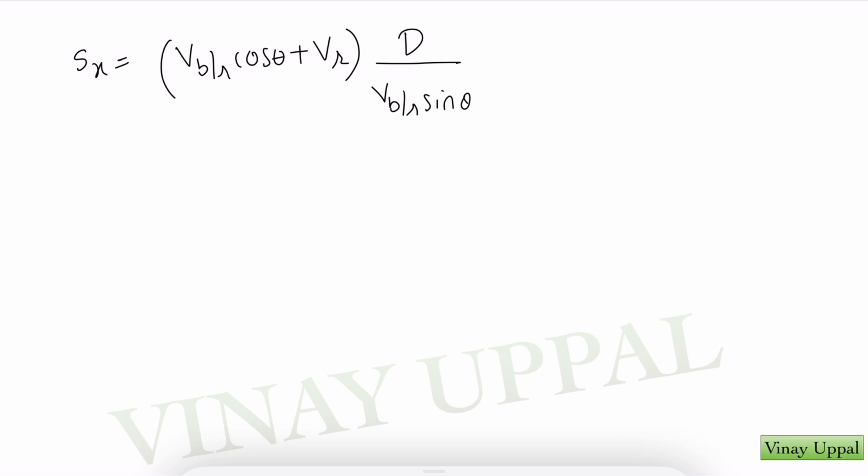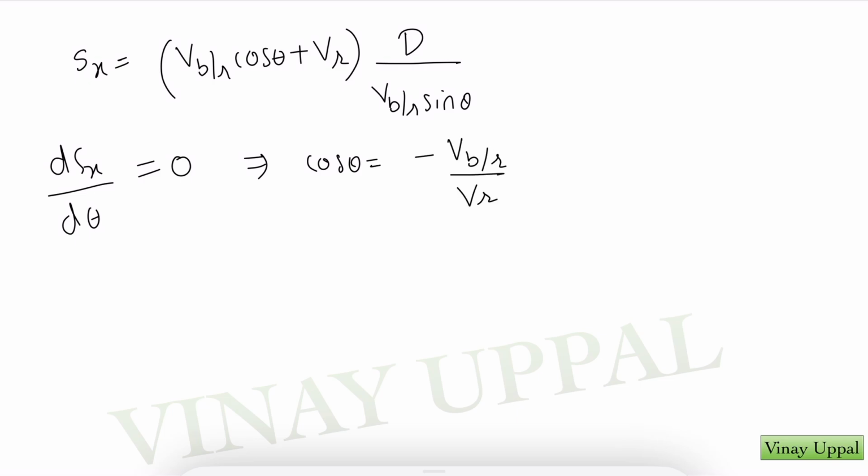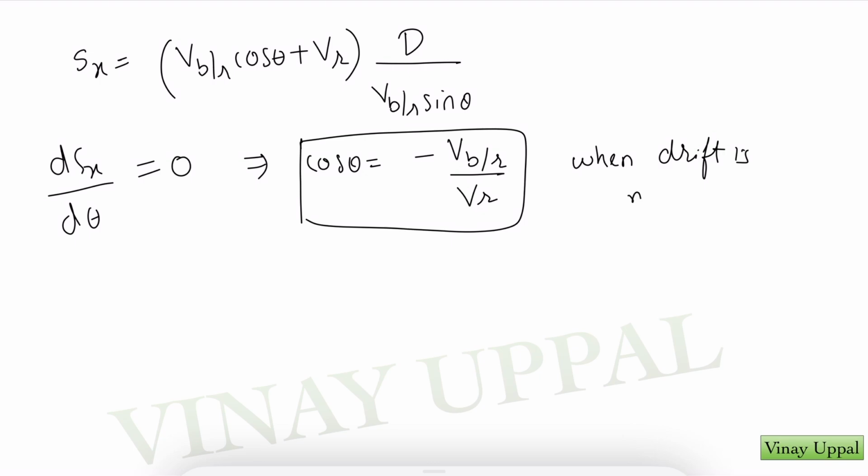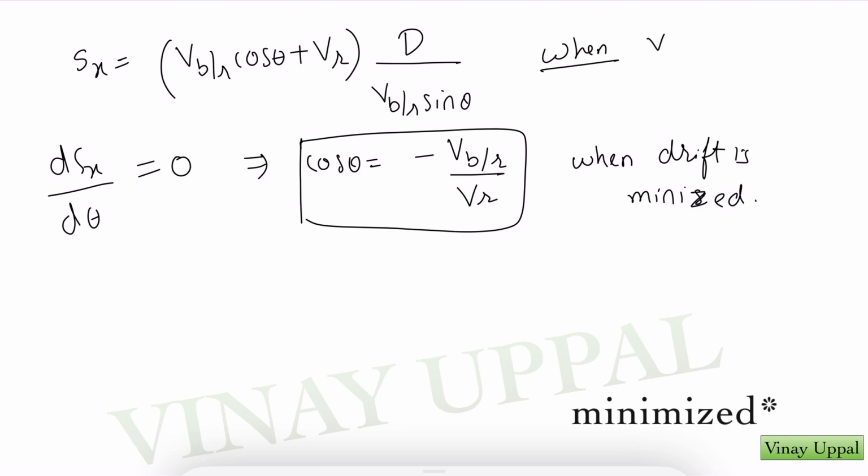So we found out that the drift was (VBR cos theta plus VR) times D divided by VBR sin theta. In order to minimize this drift, just use a bit of calculus, set the derivative to 0, and you will get cos theta as minus VBR divided by VR. This is the situation when drift is minimized. So we are talking about the case where VR is greater than VBR. We would like to remember these two expressions for the zero drift and the minimum drift.